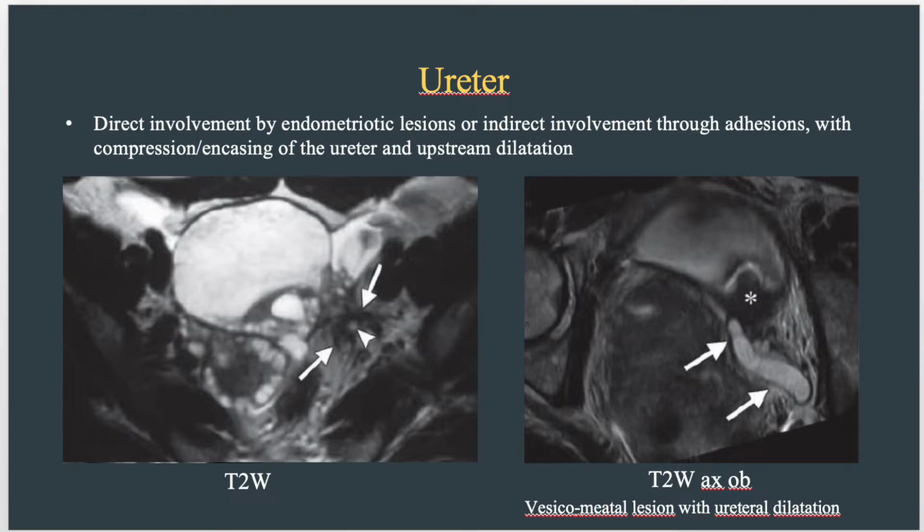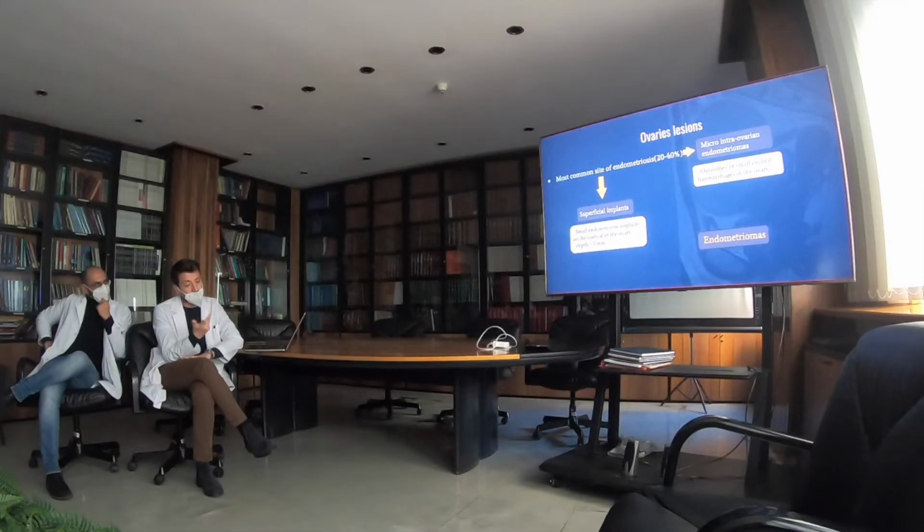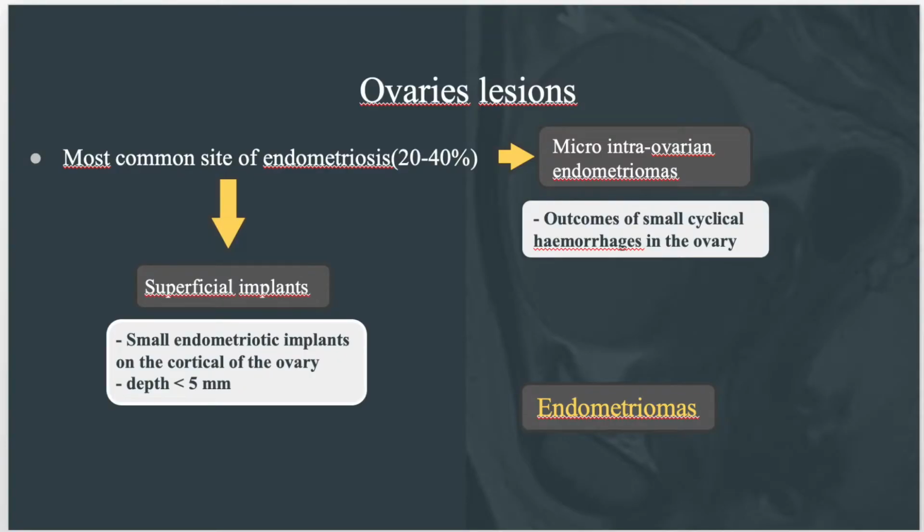The most common site of endometriosis is the ovaries, in 20-40% of cases, and here we can have three types of lesions: micro-intraovarian endometriomas, small superficial implants, and the most frequent, the endometriomas. Micro-intraovarian endometriomas result from small cyclical hemorrhages into the ovary. The superficial implants are small foci of endometriosis that grow on the cortex and don't go deeper than 5 millimeters into the parenchyma.